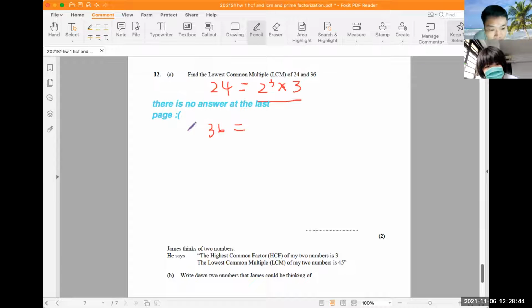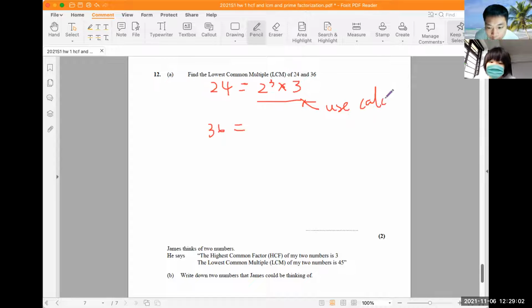Yes, I agree with you. So there is no answer, so you have to find answers yourself. But it's always a good practice to write down the prime factorization. By the way, I was talking about how you can use a calculator to help you double check whether your prime factorization is correct or not. If your prime factorization is wrong, of course your answer will be wrong.